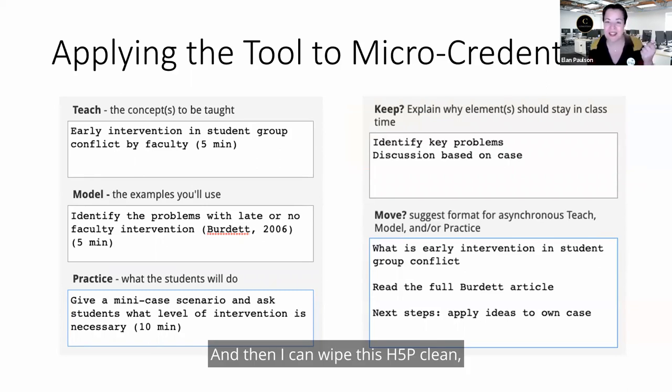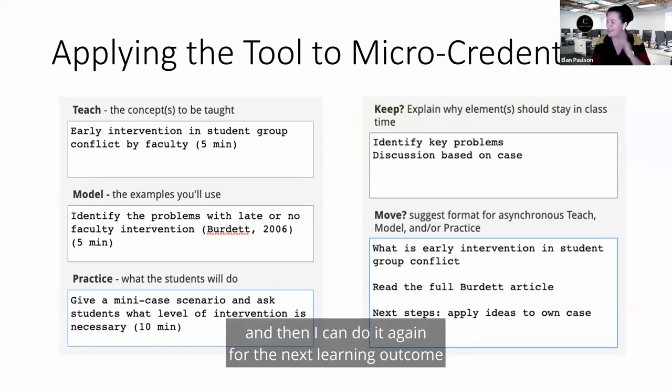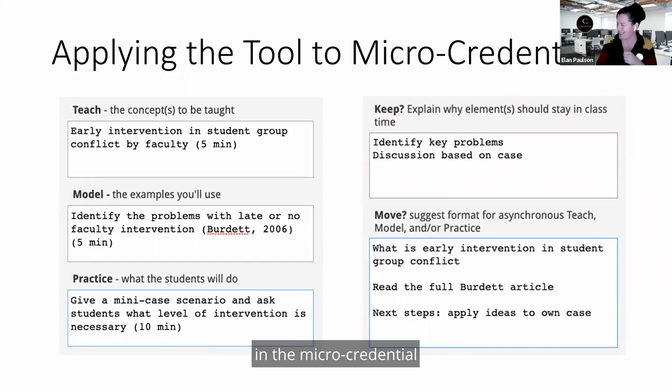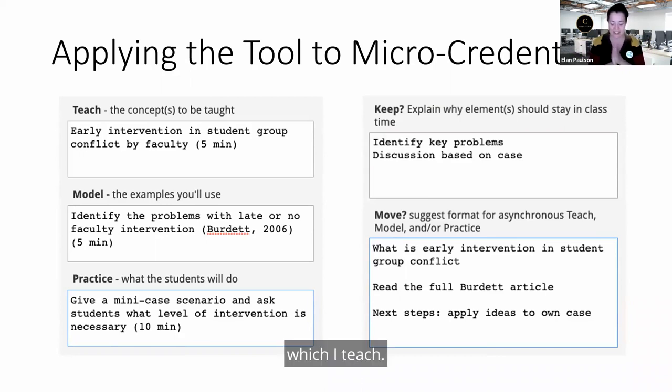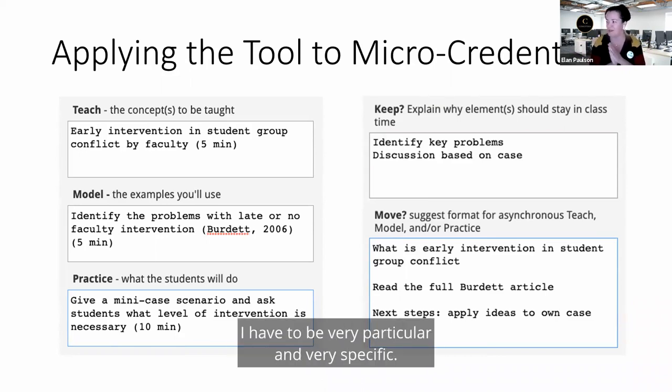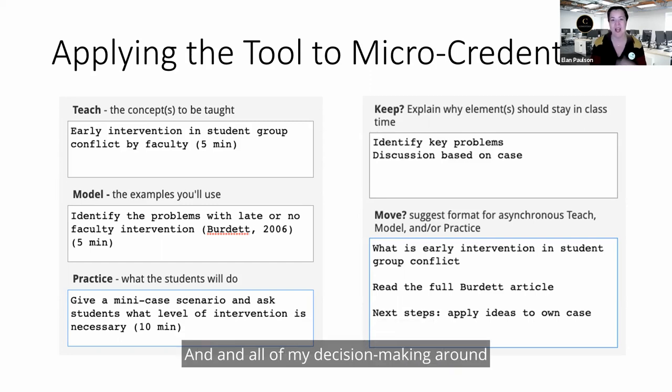And then I can wipe this H5P clean, and then I can do it again for the next learning outcome in the micro-credential. In a 6-hour, 2-week micro-credential, which I teach, this is one of the 6 courses, I have to be very particular and very specific, and all of my decision-making around how I'm going to teach is determined by these key principles.